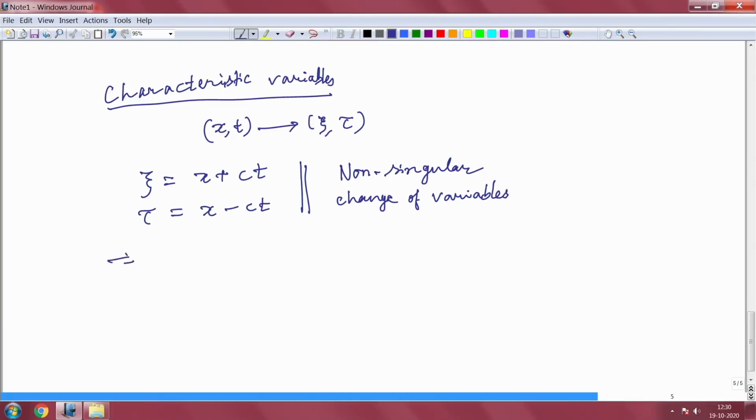So, the inverse: from (xi, tau) we can go back to (x, t). With simple algebra, x is (xi plus tau) by 2, and t is 1 by 2c times (xi minus tau). Now we will see that simple implicit differentiation gives us the following.